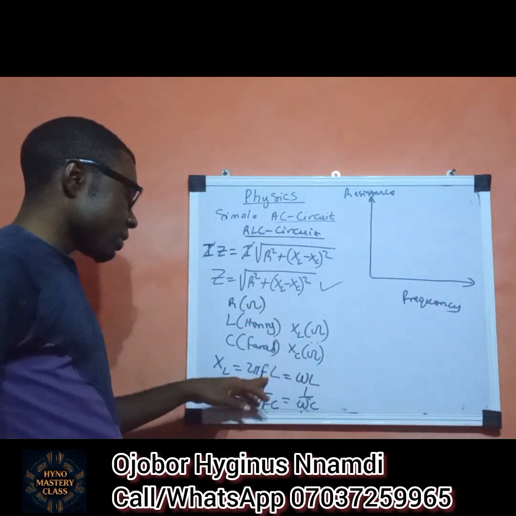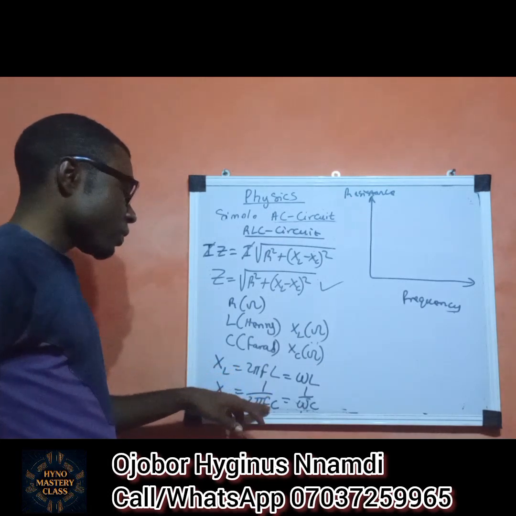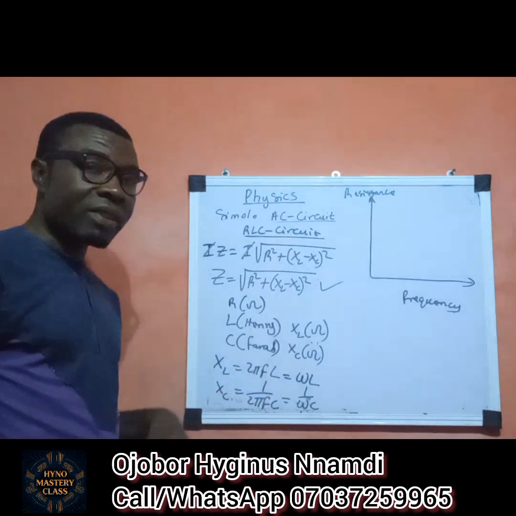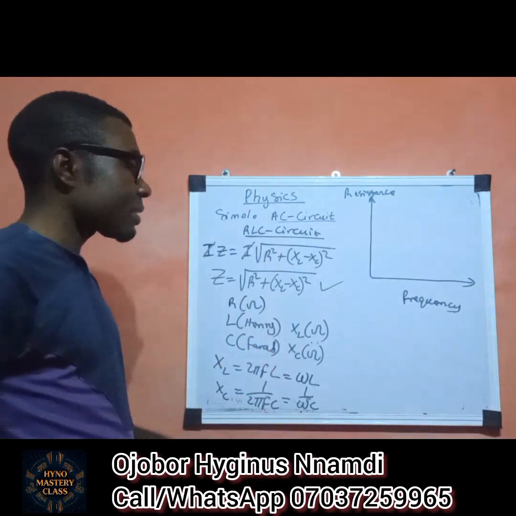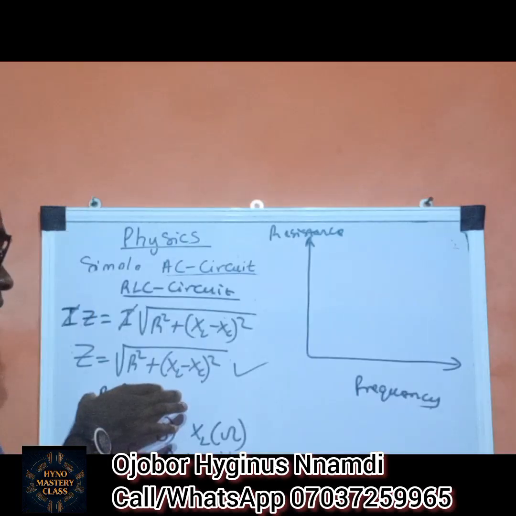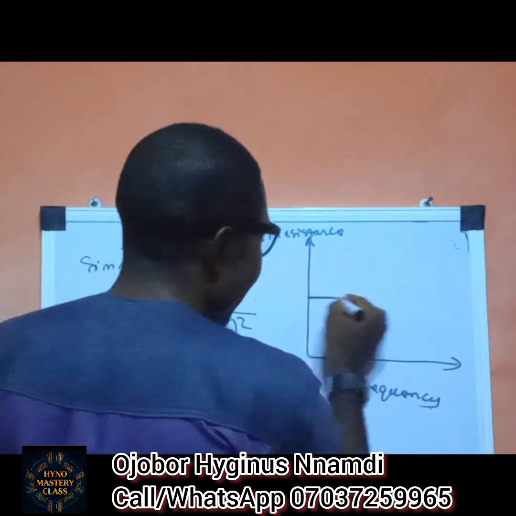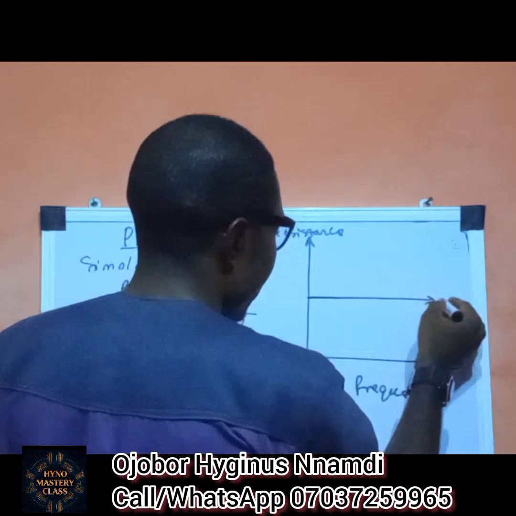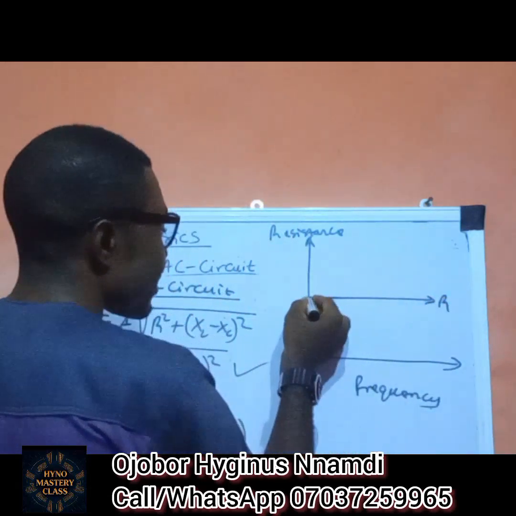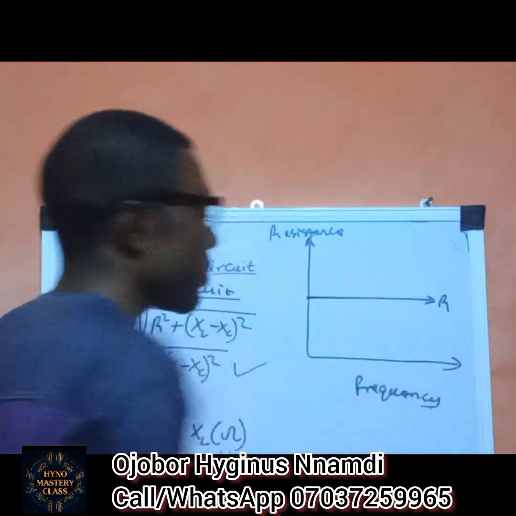As we can see, the frequency is what is used to determine the inductive reactance. It is also frequency that is used to determine the capacitive reactance. So it means that frequency has an impact on them. But you see that a resistor has nothing to do with frequency. That means that frequency fluctuation does not affect the resistance. So whatever the resistance is here, it remains the same even with a varying frequency.